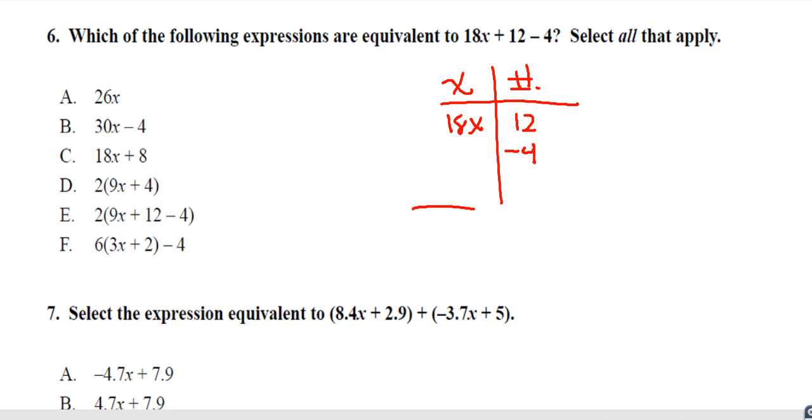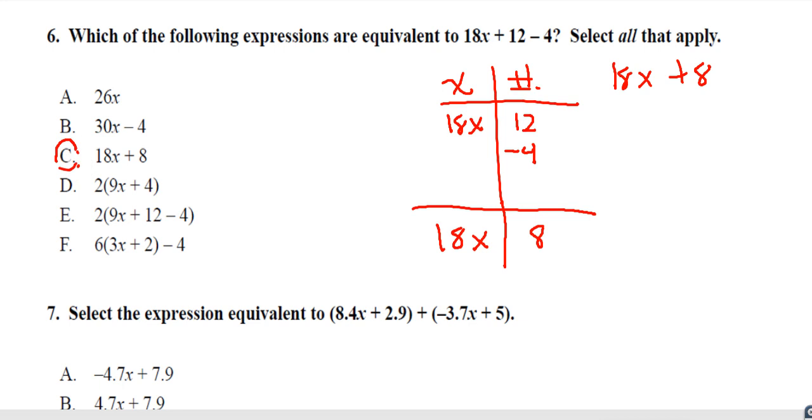So that's going to be, if I total them up, 18x by itself, and then 12 minus 4, 12 plus negative 4, is 6. I'm sorry, 8. So I'm just going to add them back up. So 18x plus 8. So that is answer choice C.